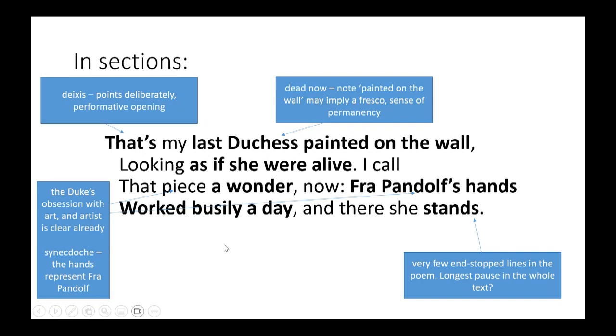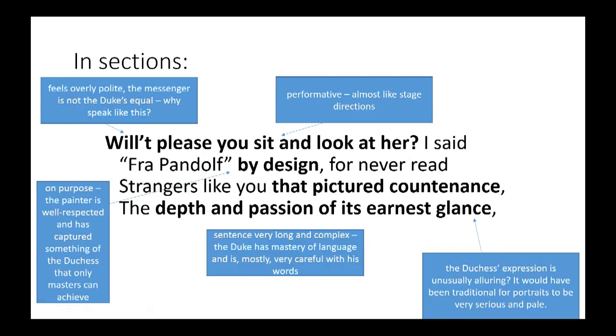And then he feels very polite. Now, this is a messenger. This is somebody who's beneath the Duke, but he feels like he's flattering him. Would it please you sit and look at her? He says, very, very kind of genteel and mannerly. Why does he speak like this? It's also performative. I use that word a few times in this session because a dramatic monologue isn't just hear my thoughts, blah, you know, blurt it all out, stream of consciousness. There tends to be a sense of performance about it too.